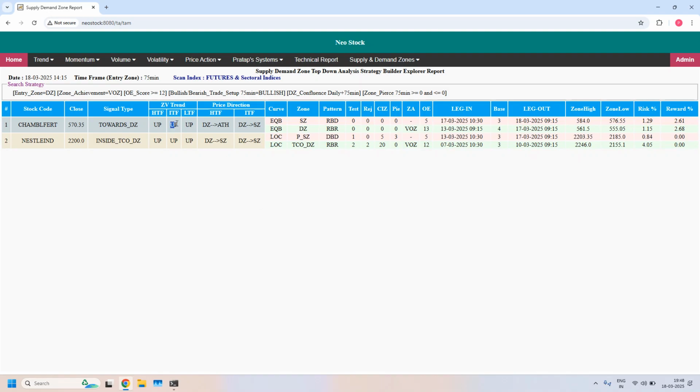And also the trend is, ITF trend is up. That means daily trend is up. If any of these daily demand zones are having daily EMA confluence, then the 75 minute zones might be having even more high probability to get success, because 75 minute zone is overlapped with daily zone. Let's verify.